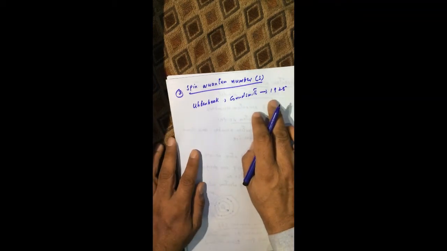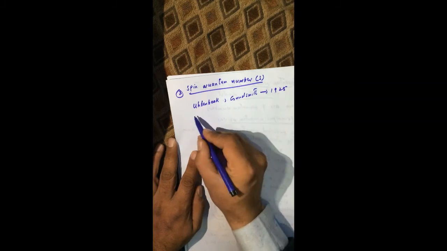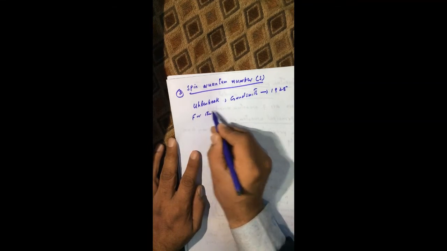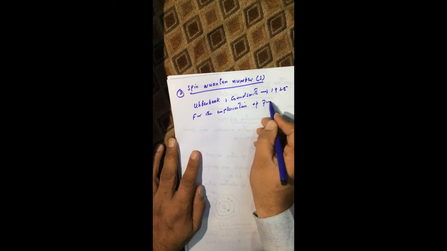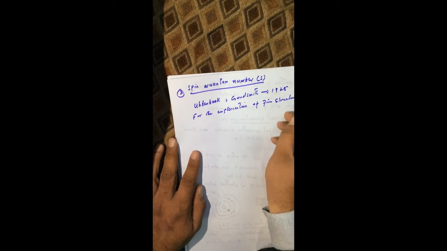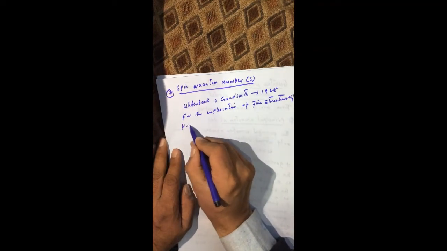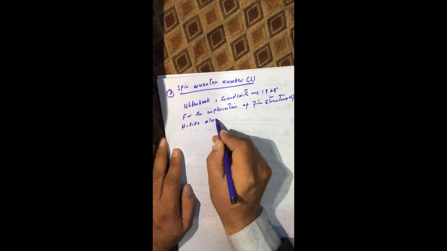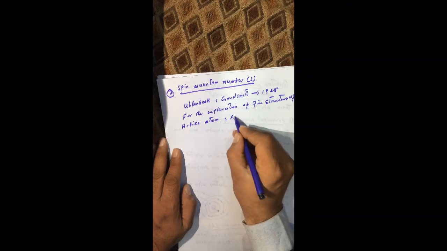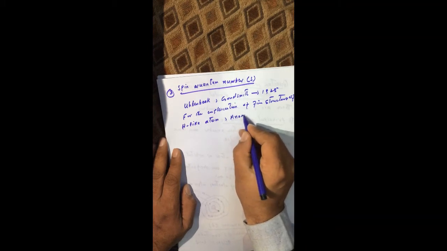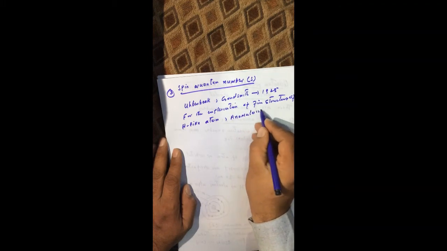And they gave this idea of spin for the explanation of the fine structure of hydrogen-like atoms, and for the explanation of the anomalous Zeeman effect.